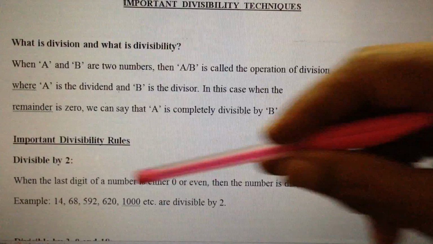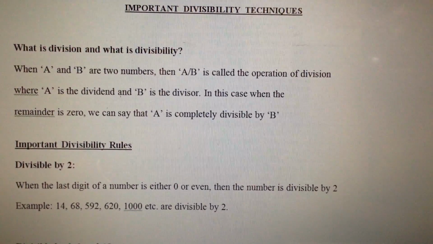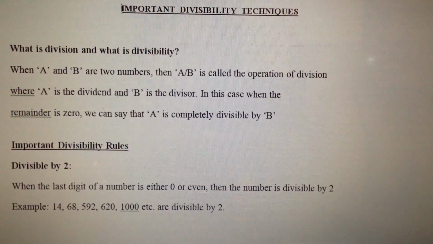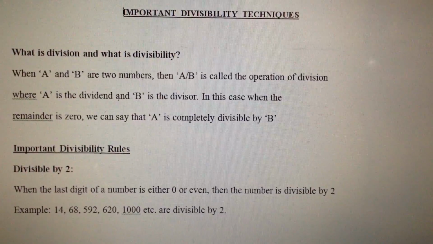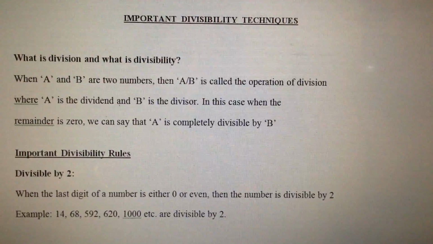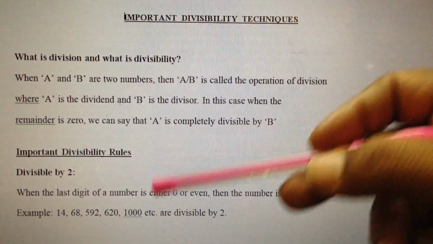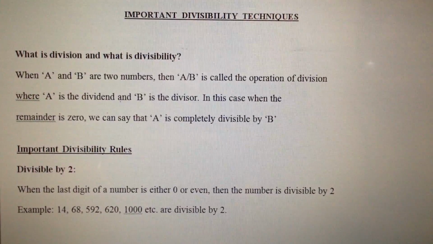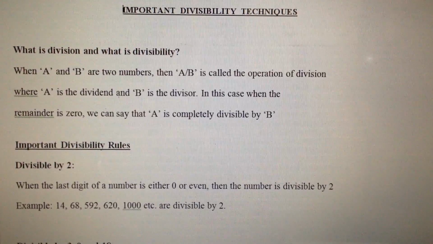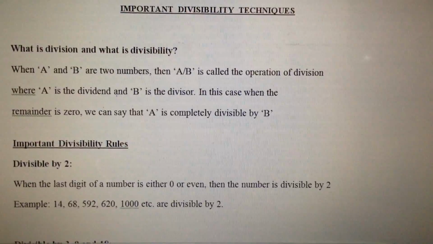First thing, divisible by 2. When the last digit of a number is either 0 or an even number, then the number is divisible by 2. It is very simple and you all must be knowing this one. Let us take an example. 14, 68, 592, these numbers, if you see, are even numbers. And we know that these are divisible by 2. And in this case 1000 is ending with 0 and so it is divisible by 2.